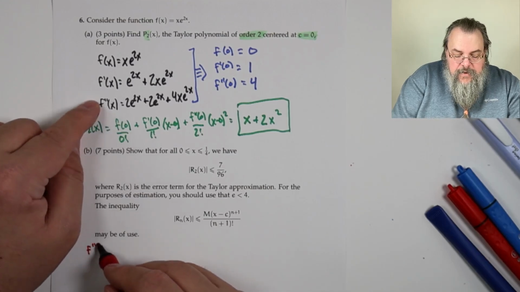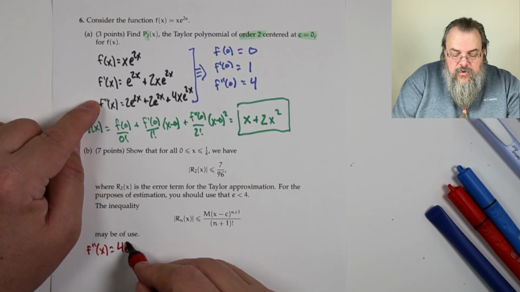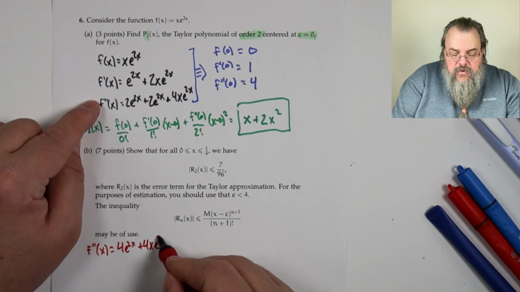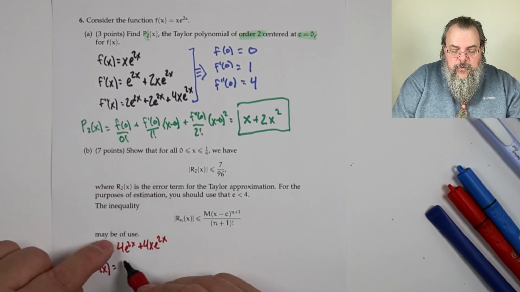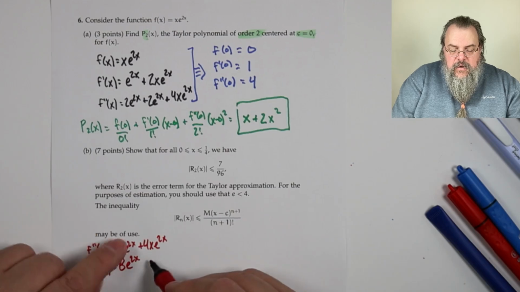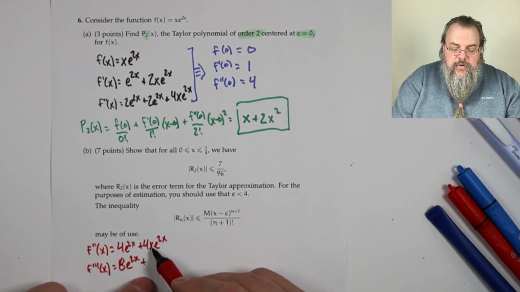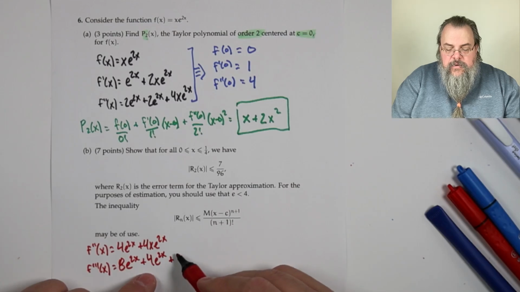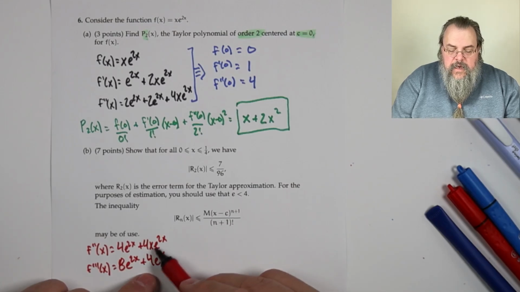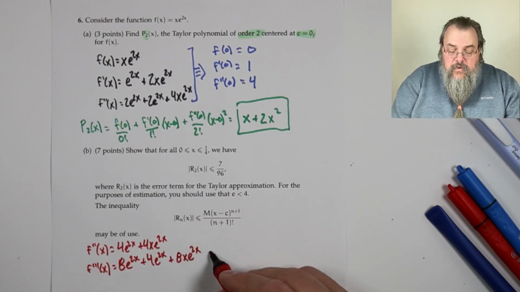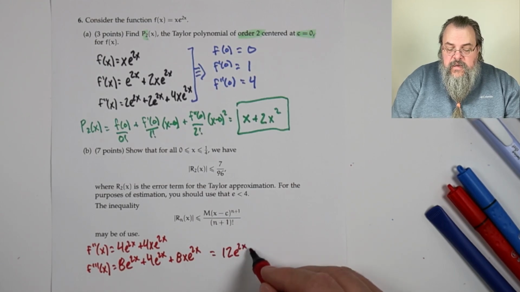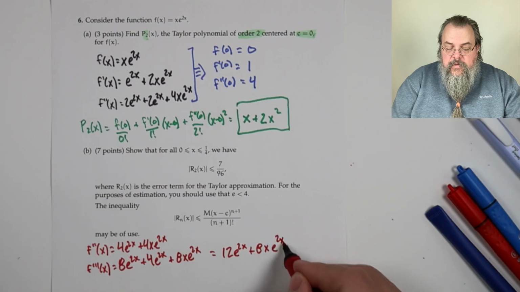So we'll write that again. f double prime of x, that's 4e to the 2x plus 4x e to the 2x. So f triple prime of x, all right, so 4 times 2 makes 8e to the 2x plus, well, that'll be 4e to the 2x, and then plus we're going to have 4x e to the 2x where the 2 comes down, and so that's going to become an 8x e to the 2x. Or that is 12e to the 2x plus 8x e to the 2x.